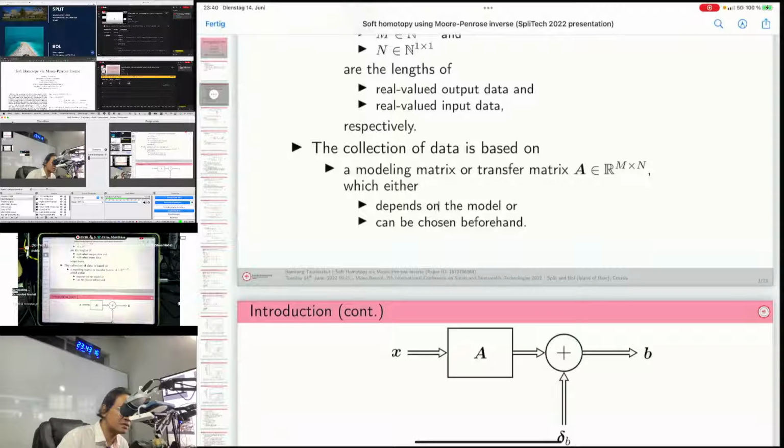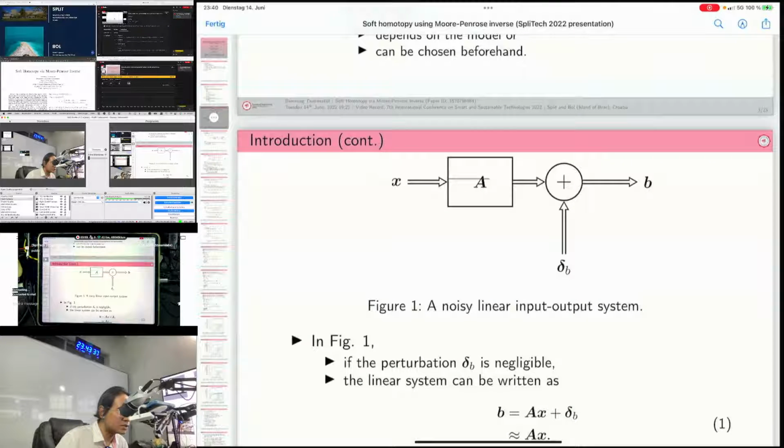We have the input signal x, which is unknown, and we would like to find the vector x. It is passed through the system transfer function matrix A, and it can be perturbed by error or noise due to electric imperfection, and after that we get the observation. But in this work we will not consider the effect of the noise yet. If the noise is very low, we can approximate the observation as the product of the transfer function matrix A and the input signal x.